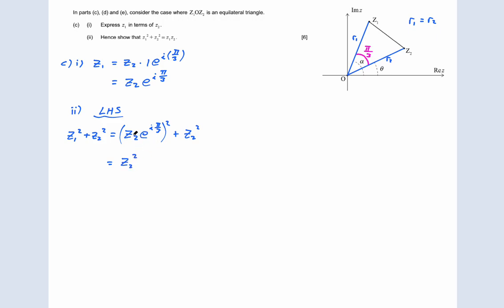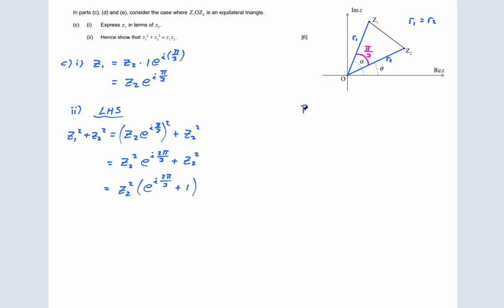And this is equal to Z2 squared, this squared, and this squared is going to be e to the I times 2 pi over 3, because I just multiply the powers, plus Z2 squared stays the same. I can then factorize out the Z2 squared, and I'm left with e to the I times 2 pi over 3 plus 1. That's this factorized. Okay, let's leave that like so.